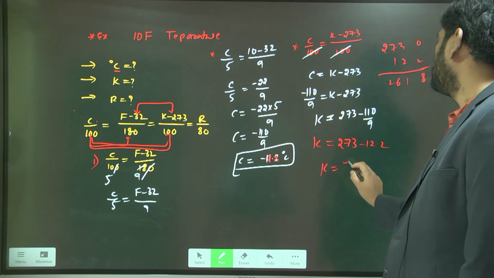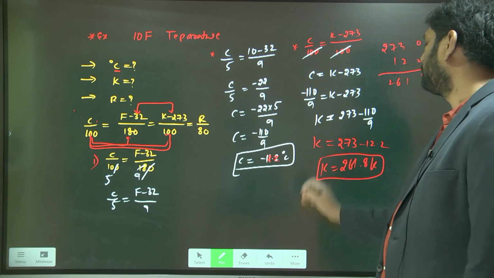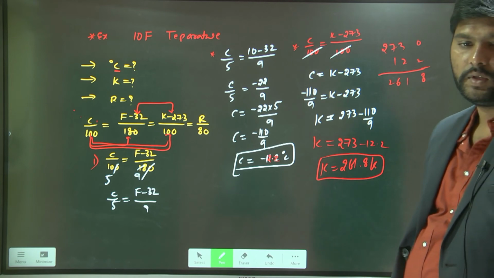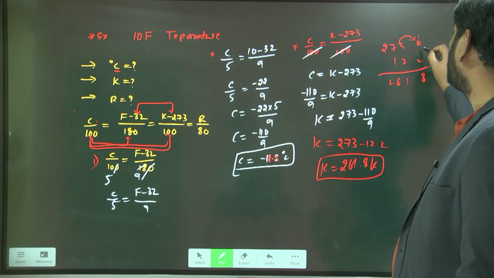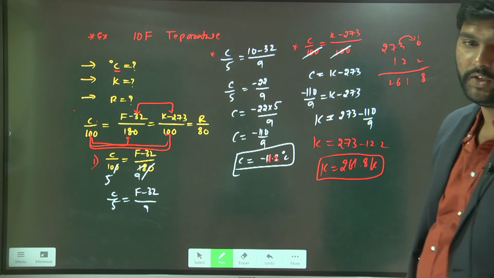So the Kelvin scale is 261.8 Kelvin, that is our answer. Oh, the 8 came, sir. Wait, here this is 0. I borrowed 1 here so that it becomes 10 minus.